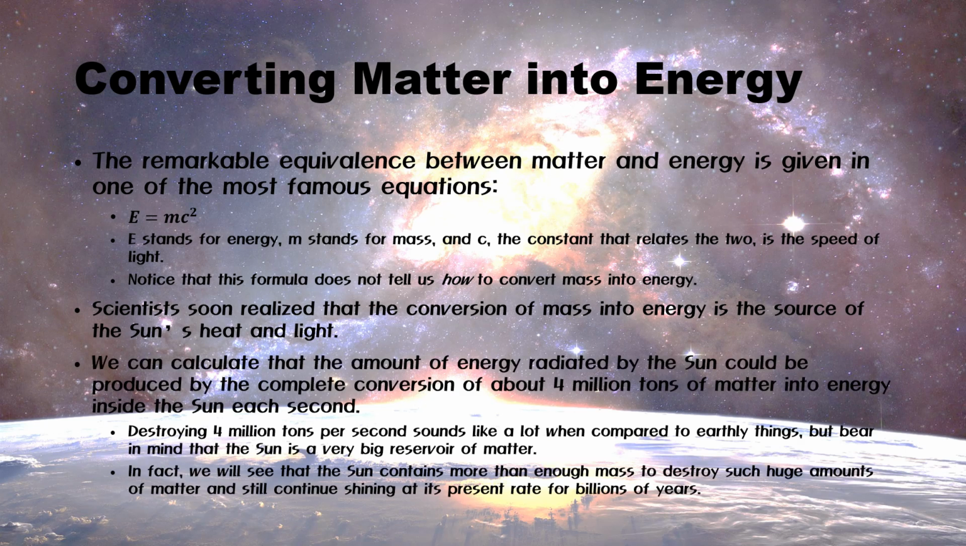We can calculate that the amount of energy radiated by the sun could be produced by a complete conversion of about 4 million tons of matter into energy inside of the sun each second. Now, destroying 4 million tons of matter seems like a lot when we compare it to things here on Earth, but again, bear in mind that the sun is actually a giant reservoir of matter. In fact, we will see that the sun contains more than enough mass to destroy such amounts of matter and still continue shining at its present rate for billions of years.